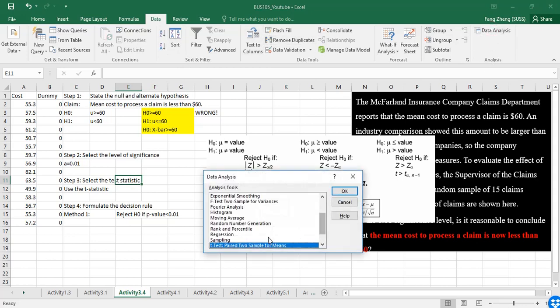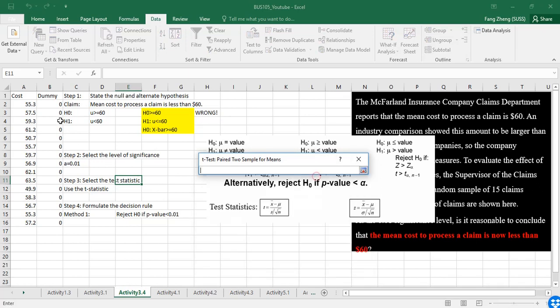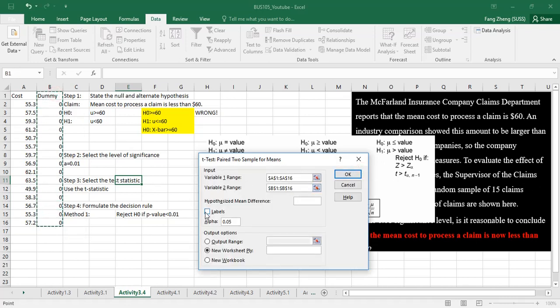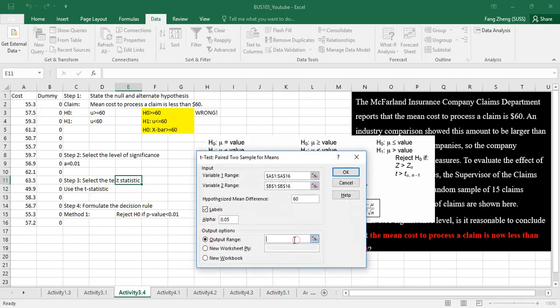Then we do it again. Test for pair 2 sample for means. Variable 1 is our cost. Variable 2 is our dummy with all values of 0. Because we start from the label row, we need to tick this one. Hypothesis, the mean difference. Because here we put the dummy at 0, the mean difference we should put here is 60.